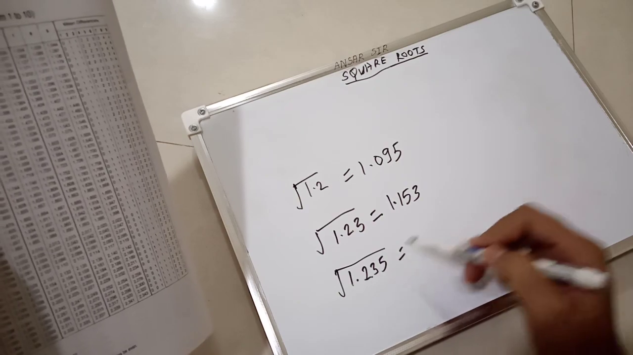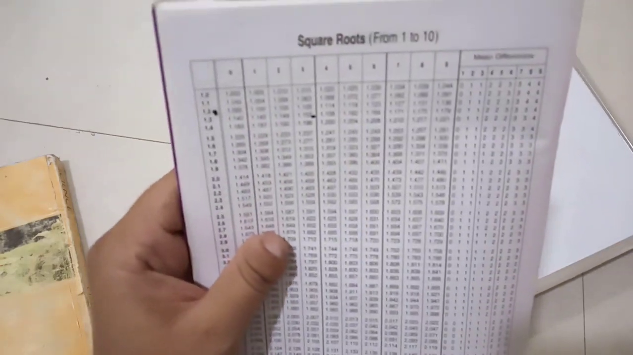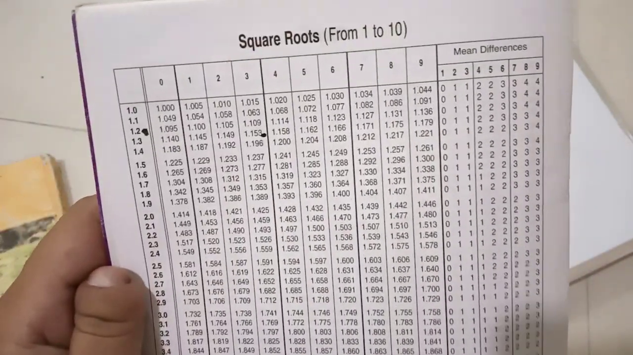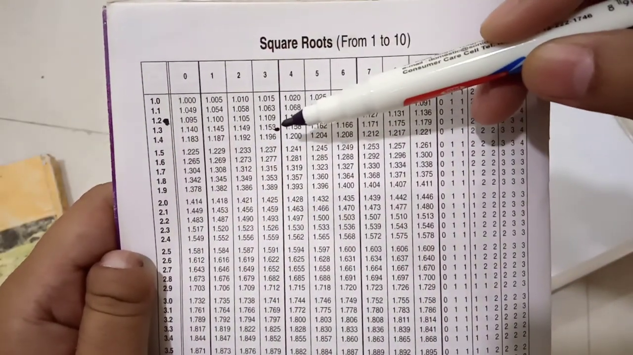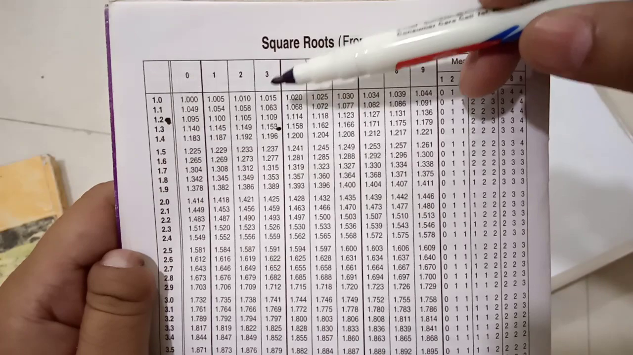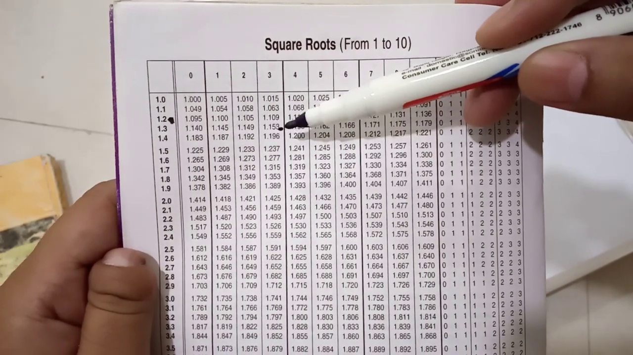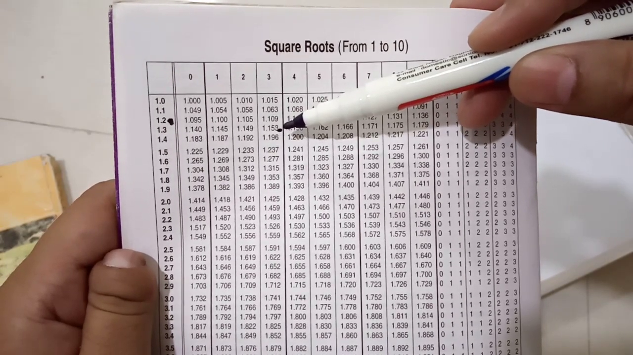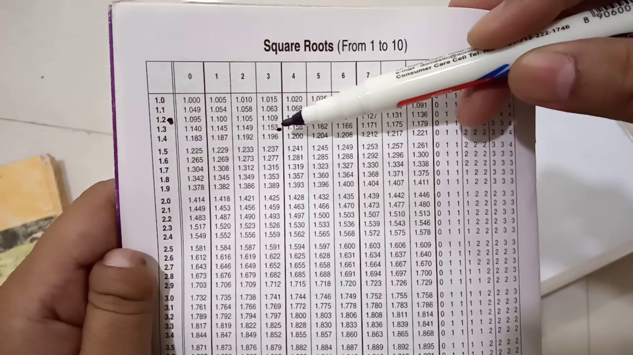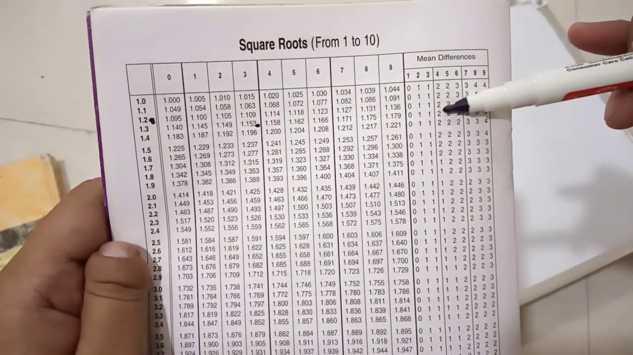And suppose it is a 4-digit number, 1.235. Suppose I want to find out the square root of 1.235. So what will I do? I will go to 1.2, then I will go to 3. So it will be 1.23 and the value is 1.153. But I want to find out the square root of 1.235. So I will go to 5 in the mean difference.